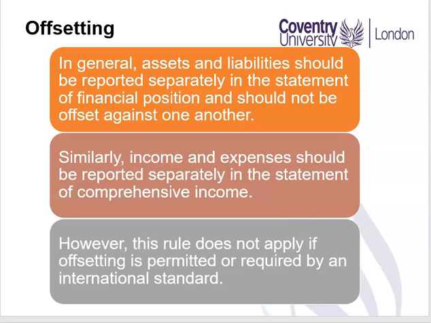Instead, you should show an asset of 10,000, which is receivables, and a liability, payables, of 4,000. They must be shown separately in the statement of financial position. Similarly, income and expenses should also be reported separately in the statement of comprehensive income. However, this rule will not apply if offsetting is permitted or is required by an international standard. If the international standards permit the offsetting of such items, then they can be offset. Or perhaps if there is an agreement between you and the customer for such offsetting to happen.